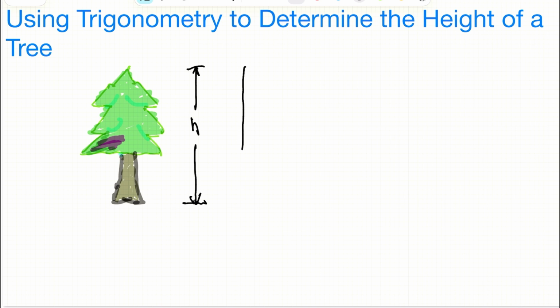So let's draw a right triangle. And then what we're going to do is we're going to measure out 30 feet. So we're going out 30 feet from the base of the tree. And right there is going to be the base of the tree, right there in the center point of the tree. And this is going to be the height h. So that's going to be of height h.